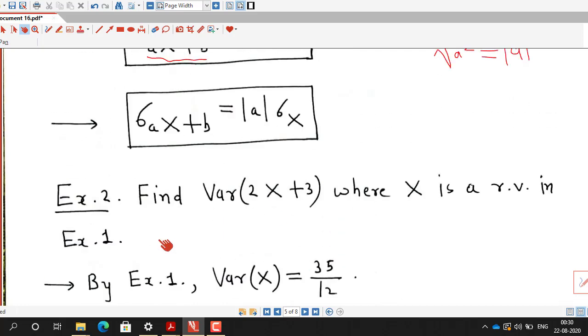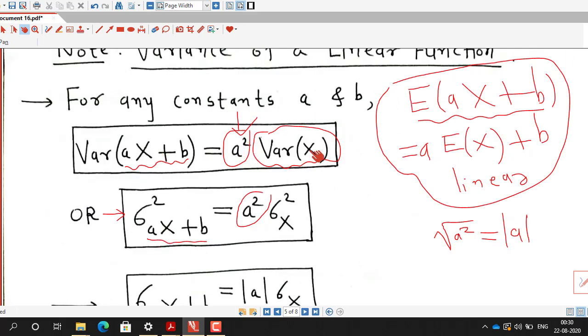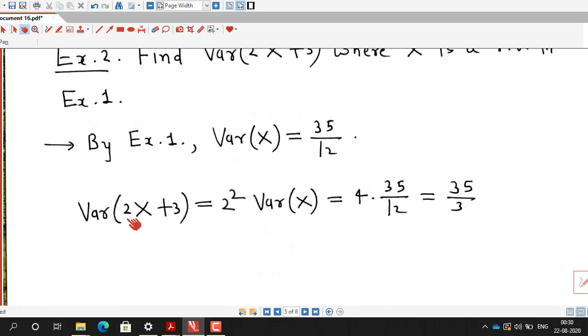So using this property, variance of ax plus b is a square into variance of x. So if we compare with ax plus b, a is 2. So it is 2 square into variance of x. 2 square is 4 and variance of x is 35 by 12 from example 1. And this 4 will cancel out and we obtain 35 by 3. So if we know the variance of capital X, we can find out variance of linear function of capital X using this formula. We have to just take square of coefficient of x. Here coefficient of x is 2, so we have to take square of 2.